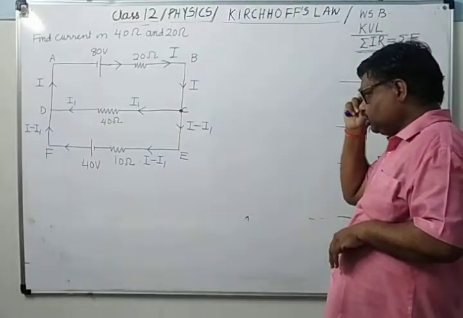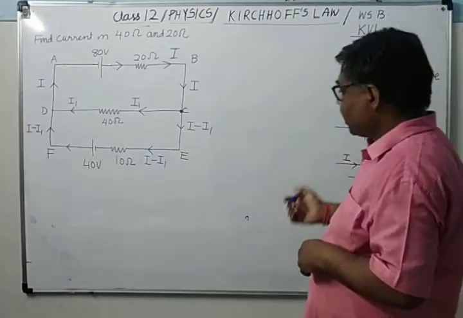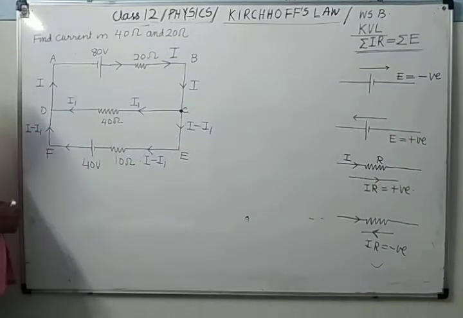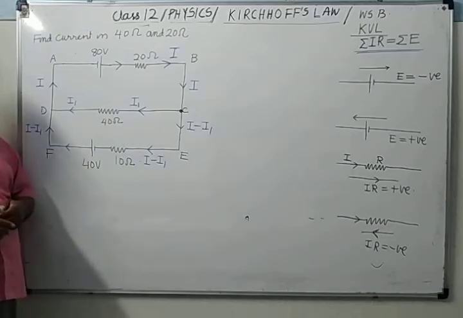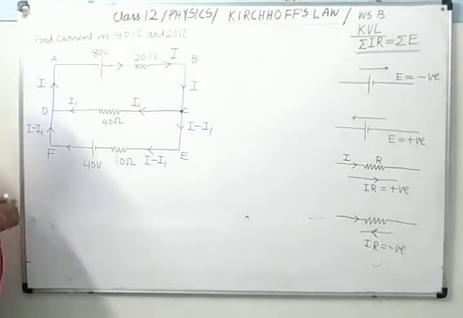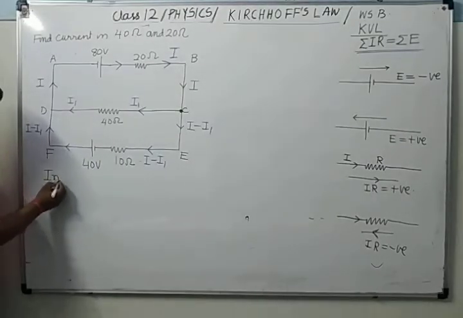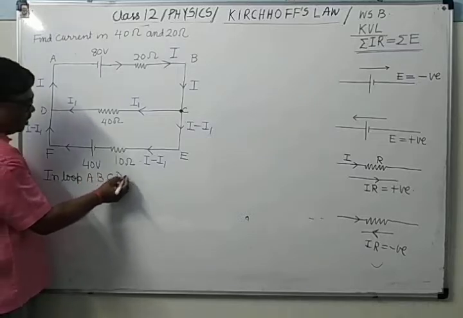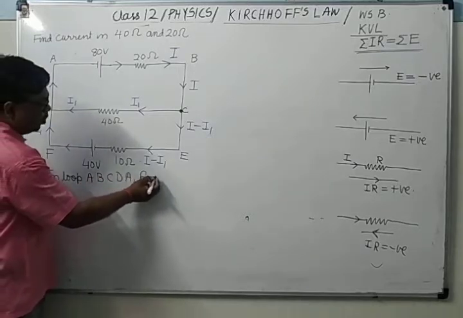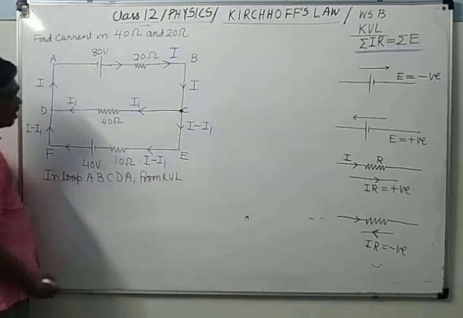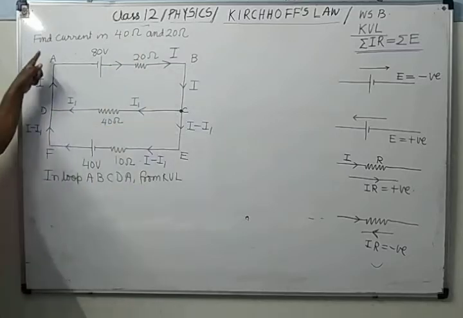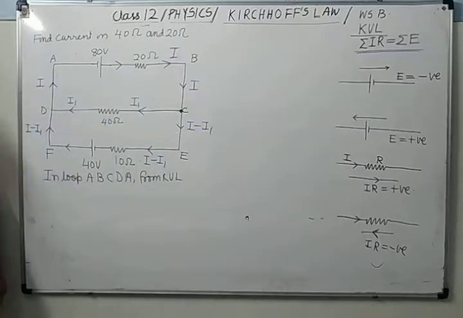Now see here. In the same way, we will apply Kirchhoff's voltage law. We have taken one loop and we will name the loop according to how we are traversing. So in the loop, you can take A, B, C, D, A for Kirchhoff's voltage law. Here we are traversing from A to B, then B to C, then C to D, and then D to E. It's clear. We will apply Kirchhoff's voltage law in that form.